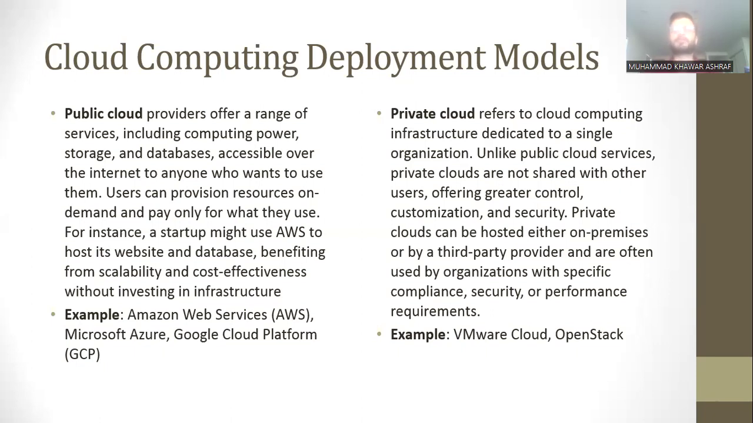The second one is private cloud. The private cloud refers to cloud computing infrastructure dedicated to a single organization. Unlike public clouds, private clouds are not shared with any other users, so they offer greater control, better customization, and the best security. Private clouds can be hosted either on premises or by a third-party provider and are often used by organizations with specific compliance, security, or performance requirements. Examples are VMware Cloud and OpenStack.